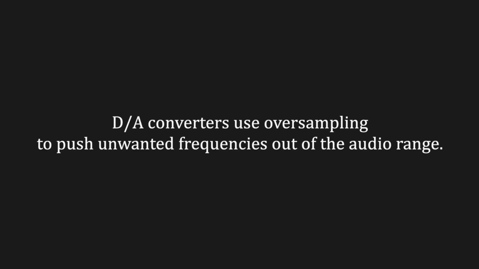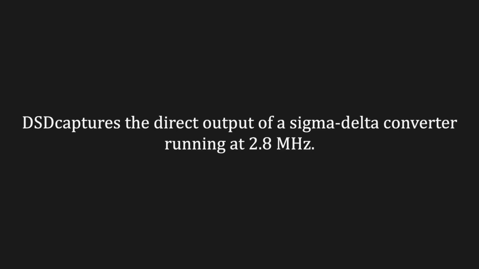Similarly, digital-to-analog converters, DA converters, use oversampling to push unwanted frequencies out of the audio range. DSD works differently. It also starts with a high sampling rate, but instead of converting to PCM, it keeps the original 2.8224 MHz sampling rate. The signal is stored directly as single-bit data without using decimation or interpolation filters. In simple terms, DSD captures the direct output of a sigma-delta converter running at 2.8224 MHz.